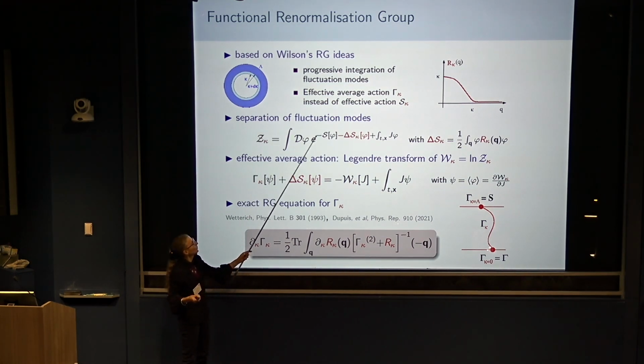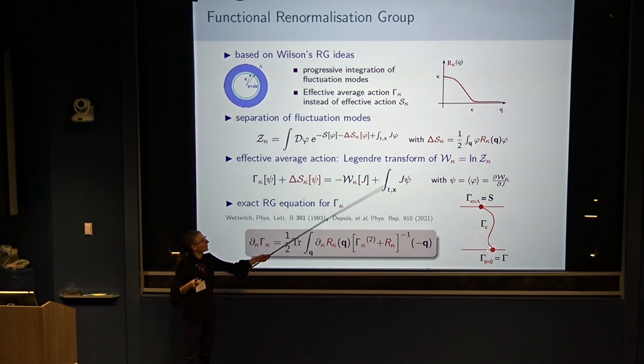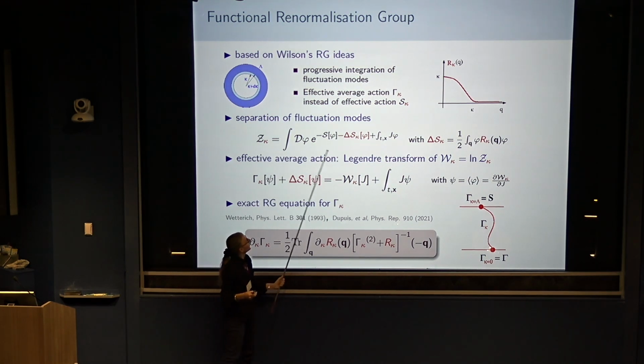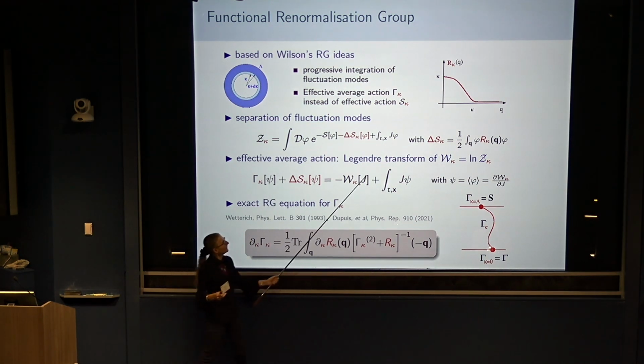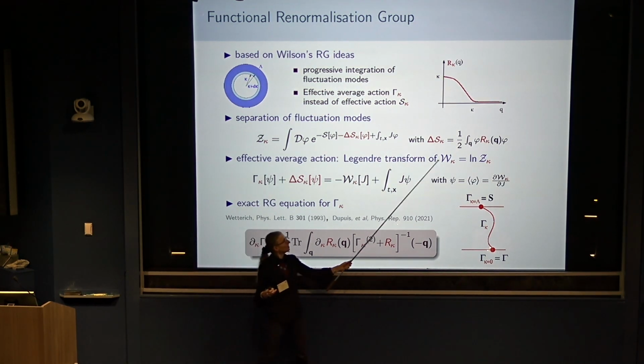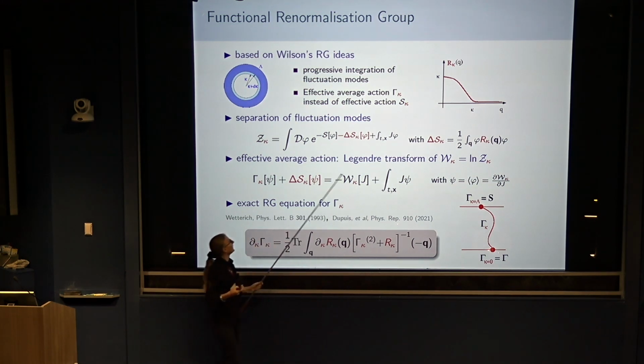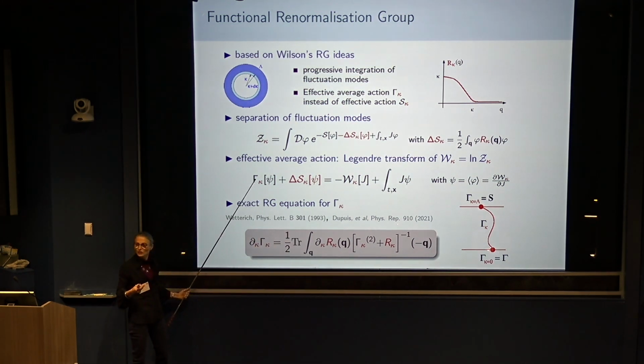So it's just a way to split, as in the original Wilson's idea, the fluctuation between the modes, between the one you want to integrate and the other one. And in fact, the object we are looking at is defined as the Legendre transform of log Z, which is a free energy. So this would be Helmholtz free energy, and you just go to Gibbs free energy, okay? And this gamma would be really Gibbs free energy.